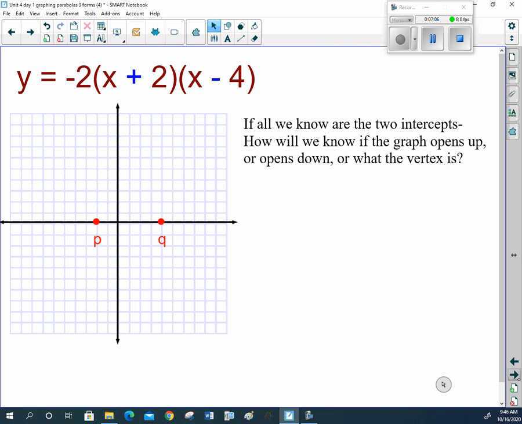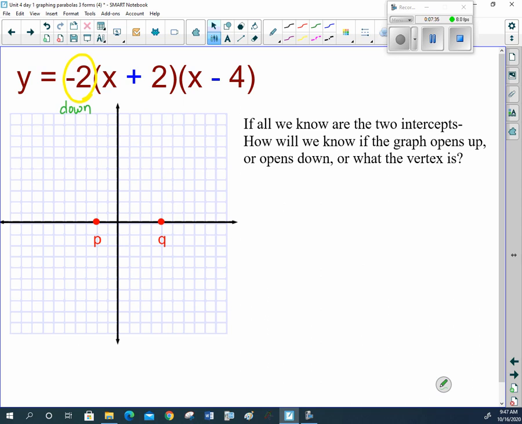Okay, so here we go. We've graphed those two intercepts right here. It says, if all we know are the two intercepts, how will we know if the graph opens up or down and what the vertex is? Okay, well, we just talked about how it can open up or down from right here. Here's our a. I know this one is opening down because a is negative.